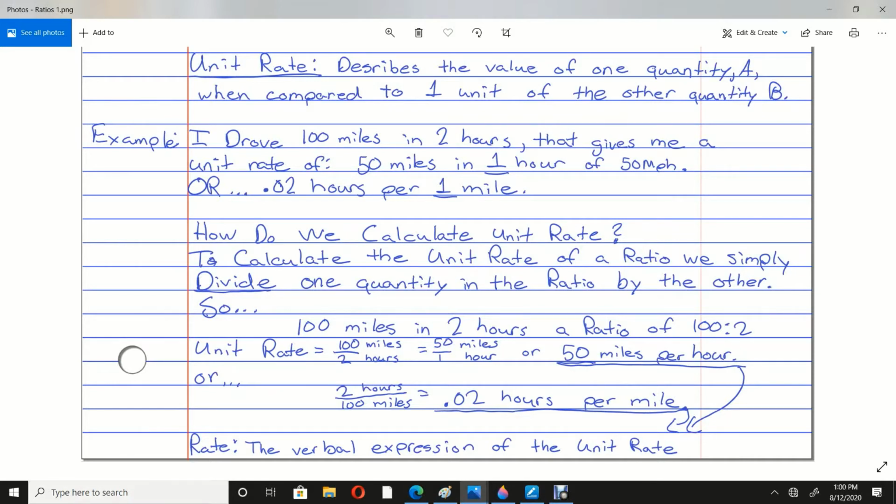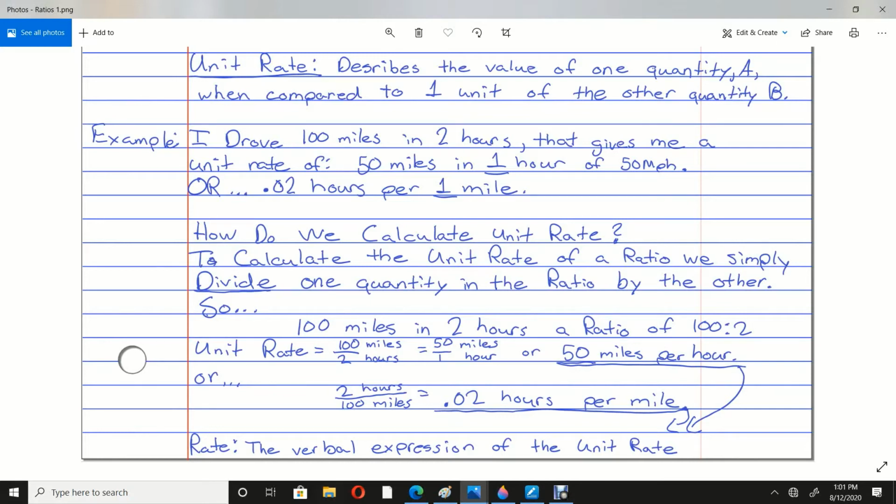Now again, the unit rate just needs to describe the value of one of the quantities to one single unit of the other quantity. So another way we could think about this unit rate is to divide 2 hours by 100 miles, or 0.02 hours per mile. So if we're using this as our example, 0.02 would be our unit rate. And hours per mile would be the rate, the description of the unit rate.